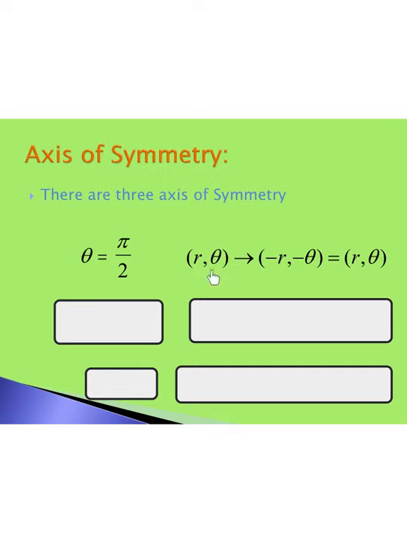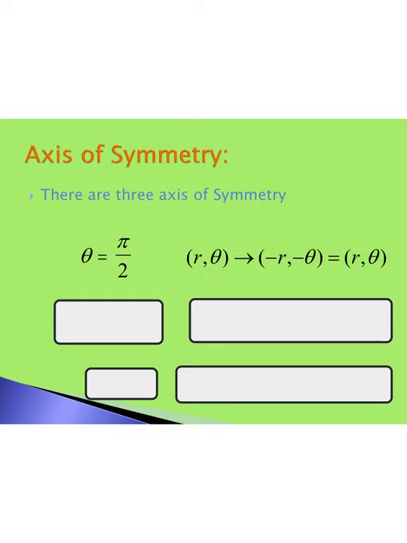If we have a point r comma theta, instead of x and y, we have r and theta for your polar functions, and you replace it with negative r and negative theta, you would get the exact same point. So again, you have symmetry across the y-axis, or the line theta is equal to pi over 2. If you take a point, replace it with the negative values, and you get the exact same point.